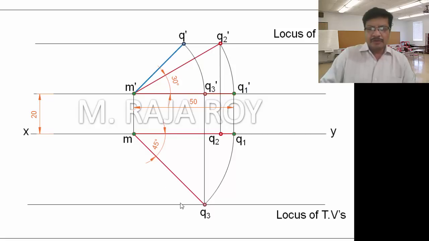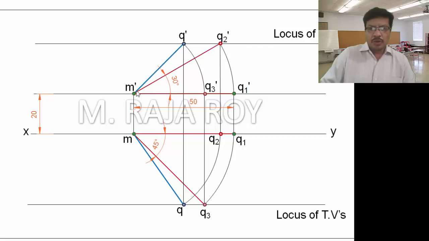To get the final top view, take M as center, MQ2 as radius, draw an arc onto the locus of top views. This point is Q. The line joining M and Q will give the final top view. Q dash and Q must lie on the same projector line. That is the verification.